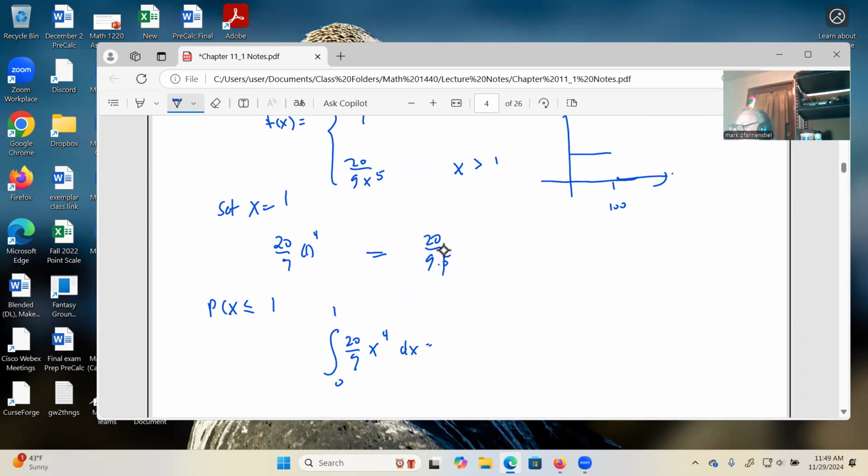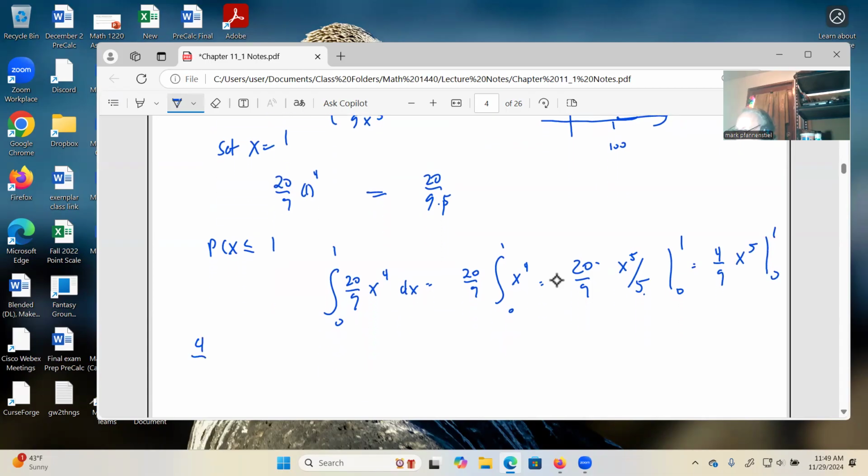So we end up with 20 over 9 integrating x to the fourth between 0 and 1, which is 20 over 9 x to the fifth over 5 between 0 and 1. The 5 goes into the 20 4 times, so we end up with 4 over 9 x to the fifth between 0 and 1. So this isn't too bad. We have 1 to the fifth minus 0 to the fifth, which is going to be our 4/9. So that would be our probability that x is between 0 and 1. So far, not so bad with this problem.